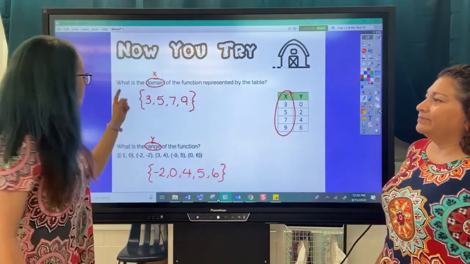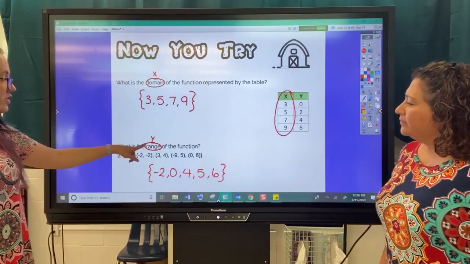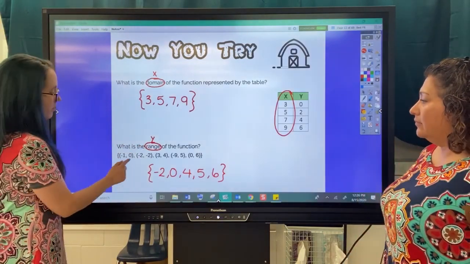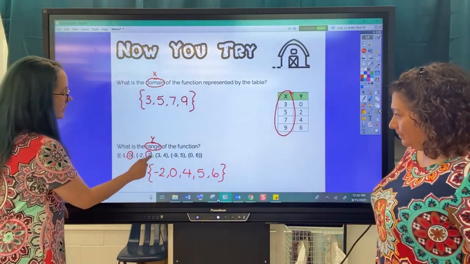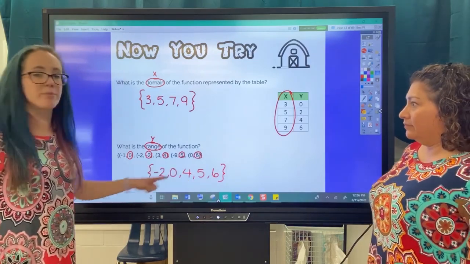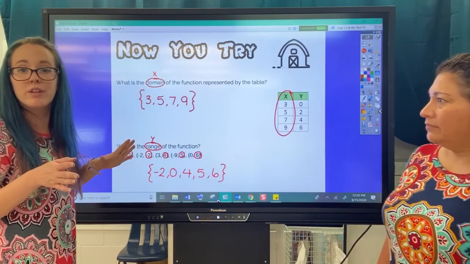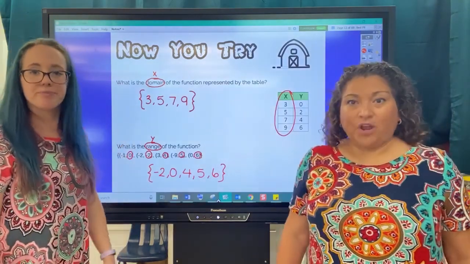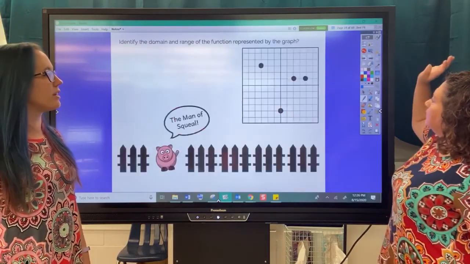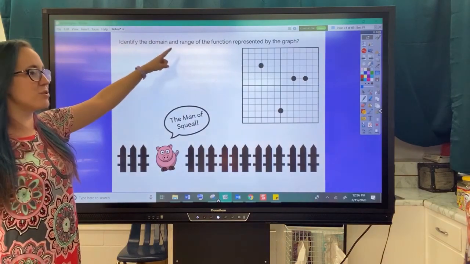Okay, so our domain was all the X values, 3, 5, 7, 9. Okay, range is the Y values. So I went through each point and I found the Y values, 0, -2, 4, 5, 6, and I just made sure I wrote them in order down here. So if you just have those two switched, it's not wrong. We just put them in ascending order. All right, we got one more example for y'all to try. This one is a graph, and this time it wants the domain and range.